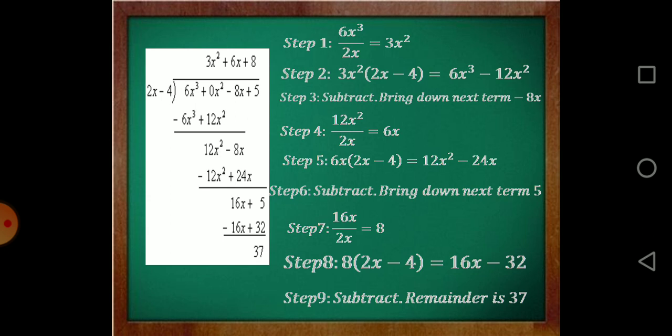Now the degree of 37 is 0. And the degree of 2x minus 4 is 1. As the degree of the dividend is less than the degree of the divisor, the division process stops or ends, and thus this 37 becomes the remainder. In this way, we perform the division, which is very easy. If you find it difficult to do these problems, open this slide, try to go through it again and again, understand and feel yourself satisfied.